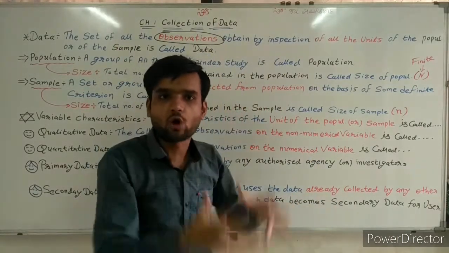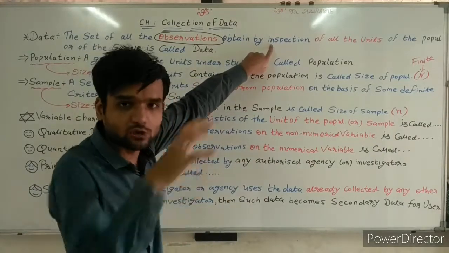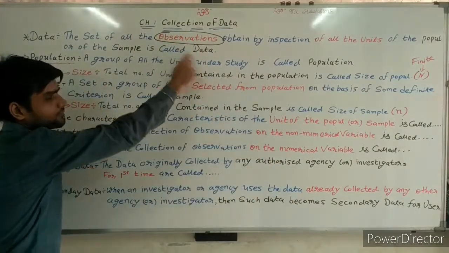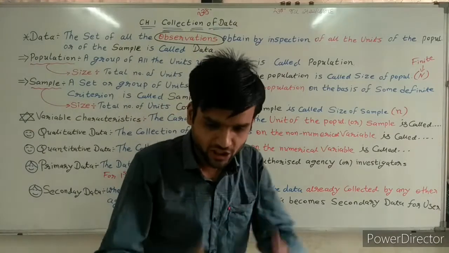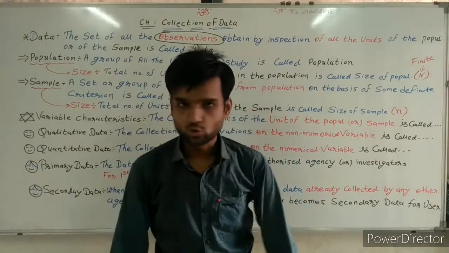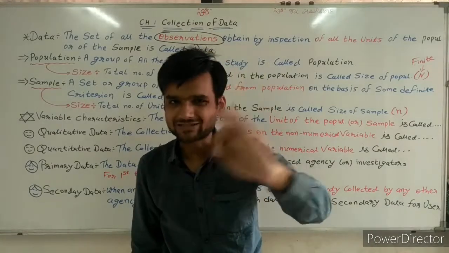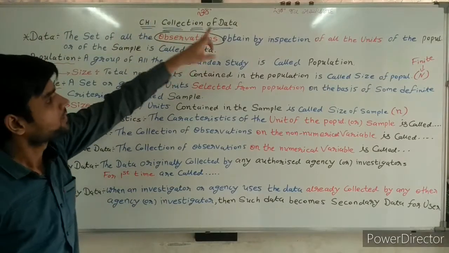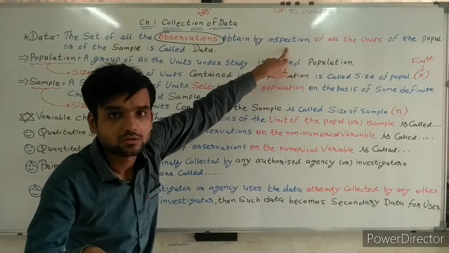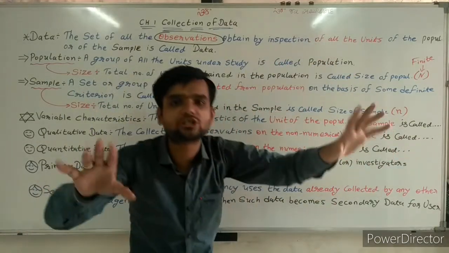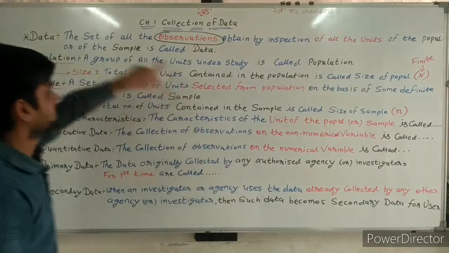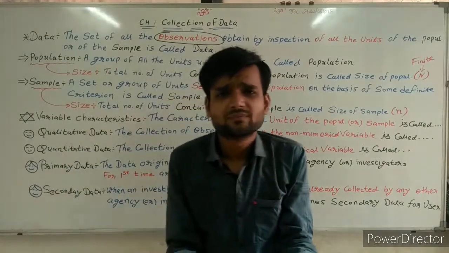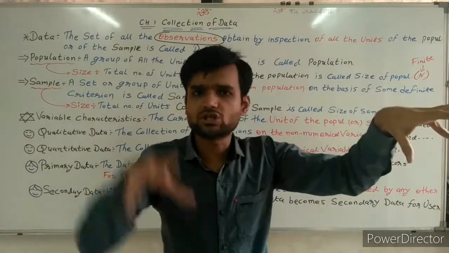But after observation, what are you collecting? After inspection, what you have observed, that collection is called data. That information is called data. Now, reading the full definition, the explanation is completed. Try to understand. The set of all observations obtained by inspection, inspection of all the units of population or sample, is called data. Simple. So data is clear. Anything collected by observing a population or sample is called data.